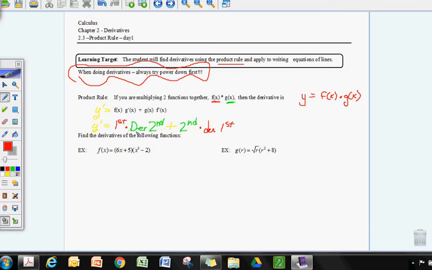So first times derivative of second plus second times derivative of first. What would happen if you would reverse these two? Is 3 plus 2 the same as 2 plus 3? Yes. So as long as you have the first times the derivative of the second and add it on to the second times the derivative of the first, it works.